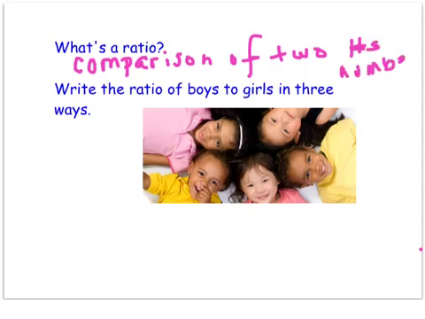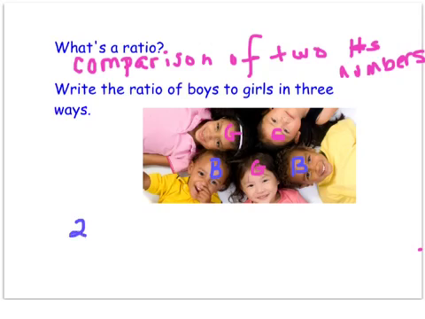Okay, so right here it says write the ratio of boys to girls in 3 ways. The most important thing is you're writing boys to girls, so the number of boys has to come first. We've got a boy here and a boy here. Now let's see how many girls we have: a little girl, a little girl, and a little girl. So we have 2 boys and 3 girls.